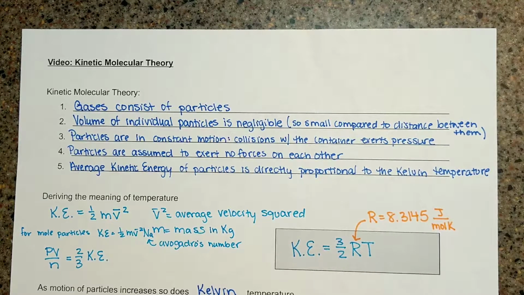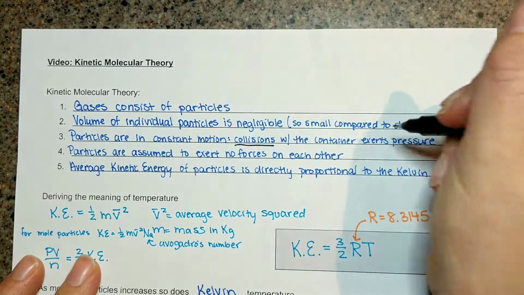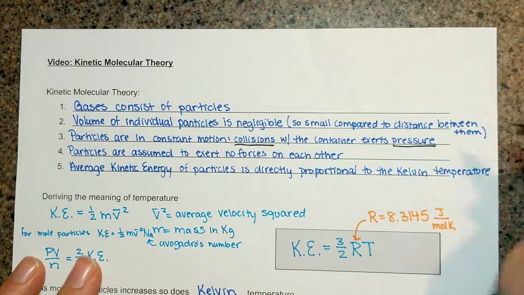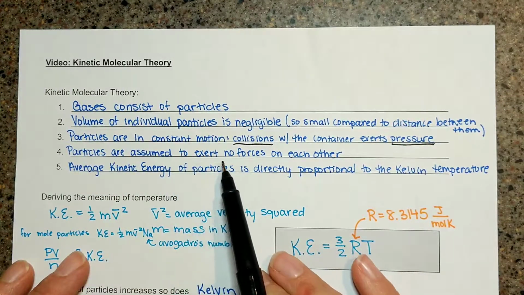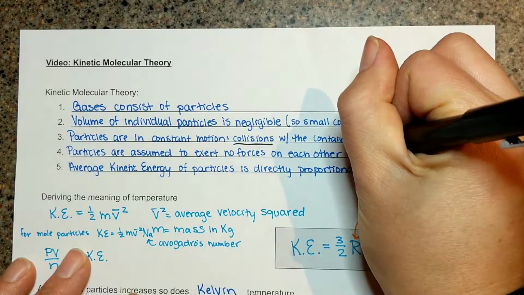the distance between them. Particles are in constant motion, so collisions with the container will exert pressure. So important here that collisions of gas molecules result in the pressure that we can measure. Particles are assumed to exert no forces on each other, so we say that their collisions are elastic.